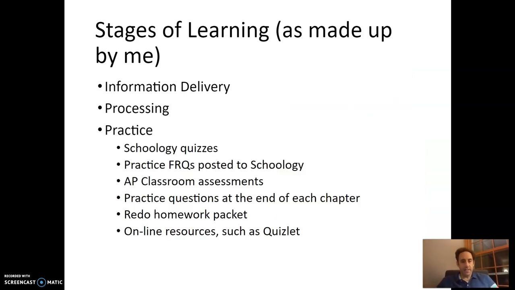So again, there's lots of exercises and opportunities available for practice. Those practice Schoology quizzes, the practice FRQs on Schoology, there's AP classroom assessments, there's practice questions at the end of each chapter in your textbook. You can even redo the homework packet, and then there's like a bajillion online resources such as Quizlet and other things.